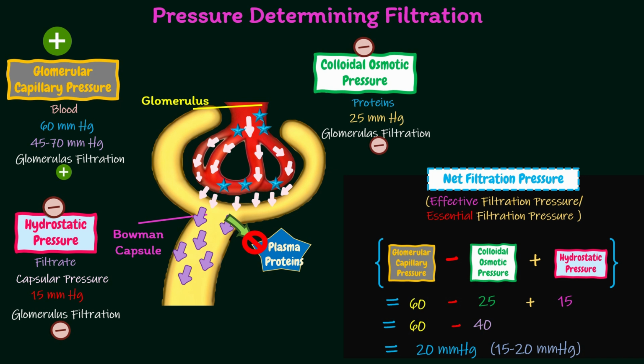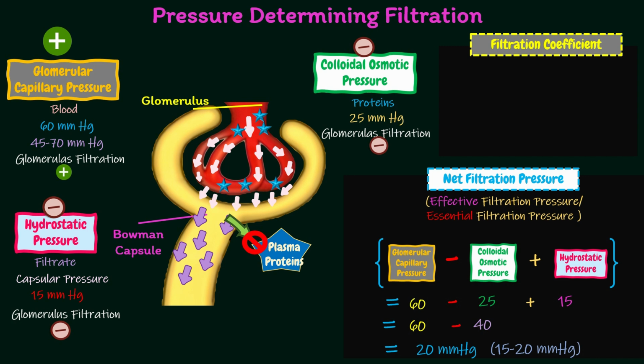Starling hypothesis and Starling forces: the determination of net filtration pressure is based on the Starling hypothesis. The Starling hypothesis states that the net filtration through a capillary membrane is proportional to the hydrostatic pressure difference across the membrane minus the oncotic pressure difference. Hydrostatic pressure within the glomerular capillaries is the glomerular capillary pressure. All the pressures involved in the determination of filtration are called Starling forces.